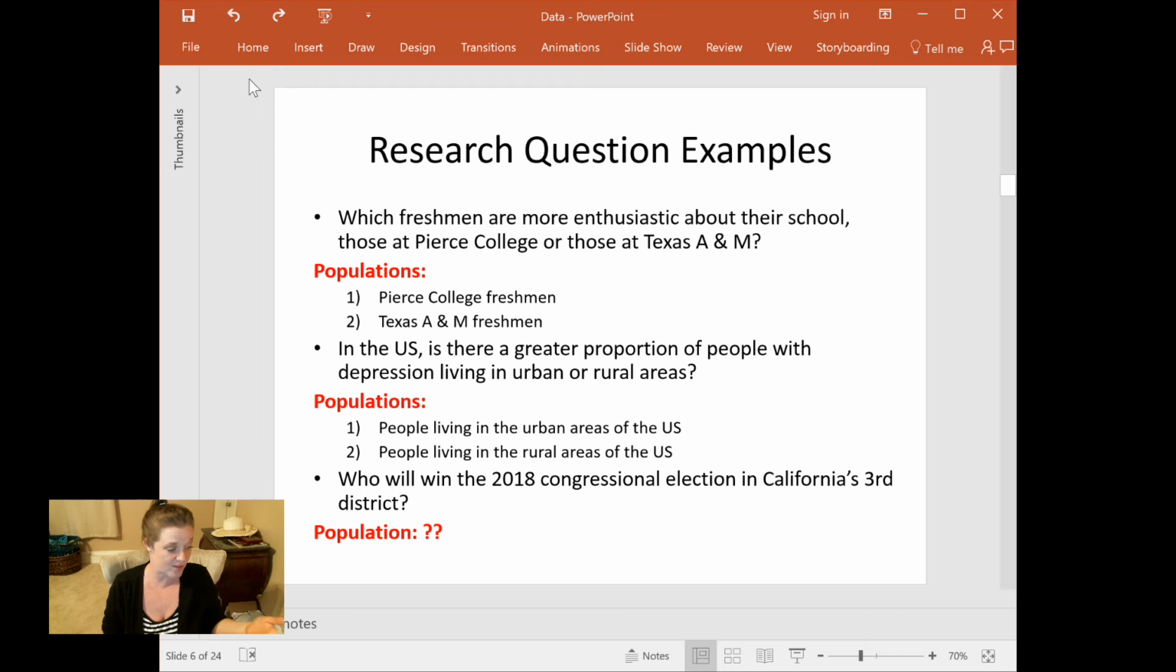And I'm going to have to gather information from people in the rural areas and people in the non-rural areas. So when I think about all the people I'm going to have to look at, I'm going to have to look at people living in the urban areas of the U.S. and people living in the rural areas of the U.S. I'm not interested in people living in suburbia.